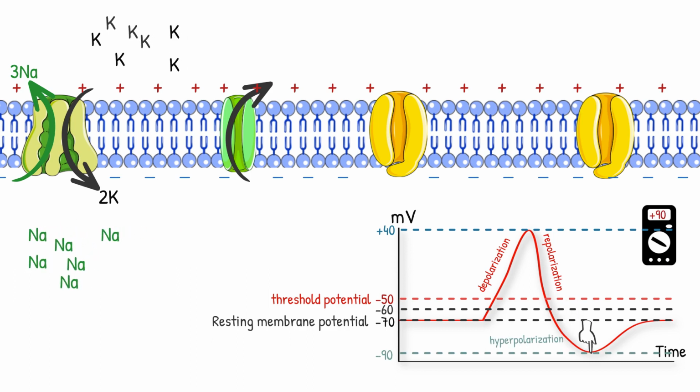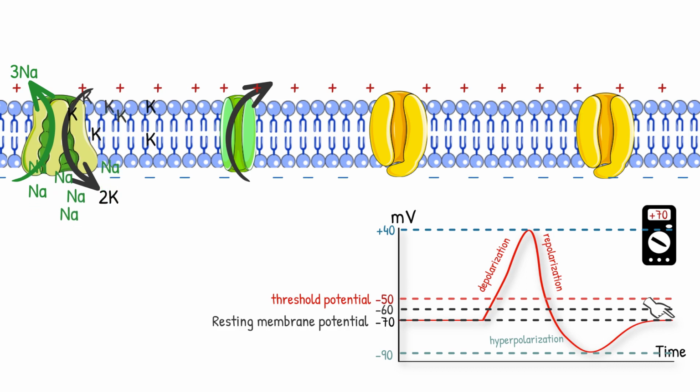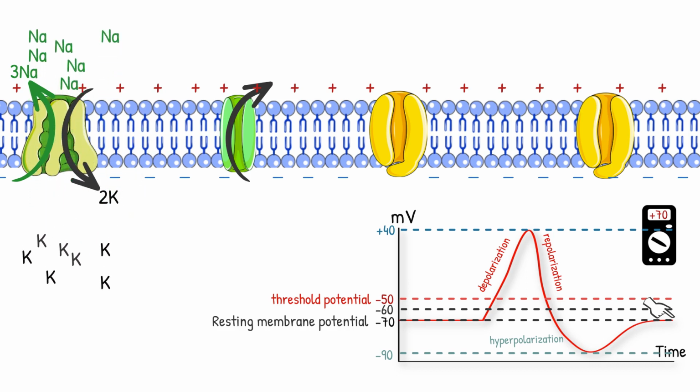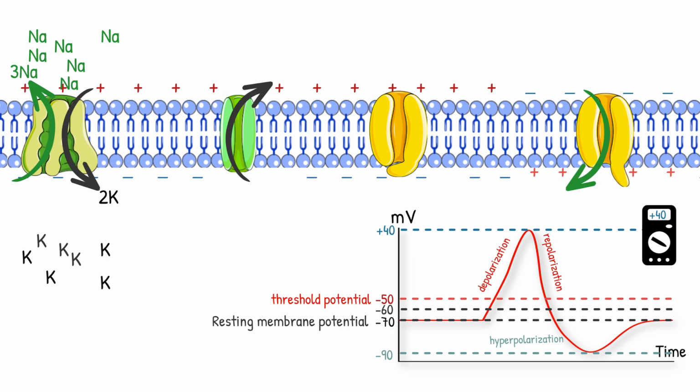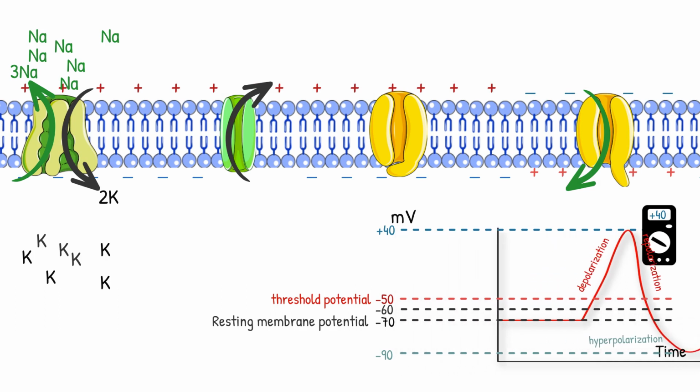Repolarization can overshoot and cause hyperpolarization, and the membrane potential can reach -90 before going back to the resting potential. The sodium-potassium pumps correct the concentration of ions, again as high sodium concentration outside the membrane and high potassium concentration inside the cell. Depolarization also leads to the opening of the neighbor voltage-gated sodium channels and moves the depolarization along the membrane.